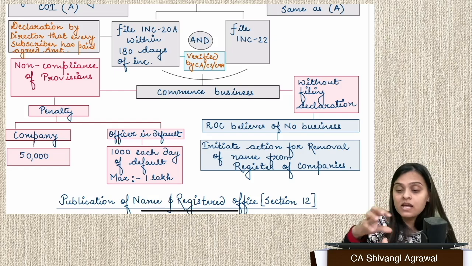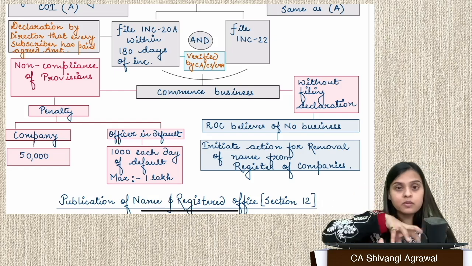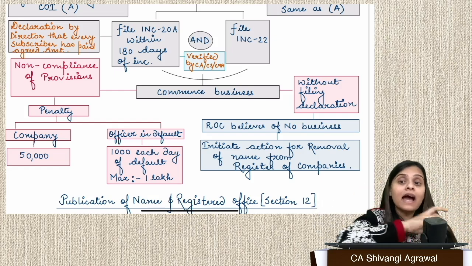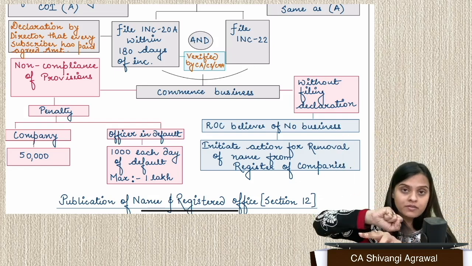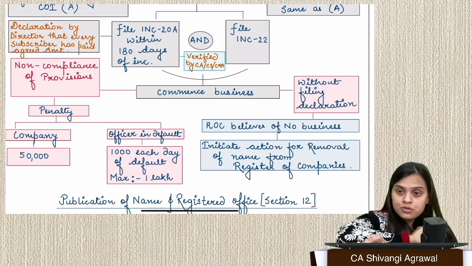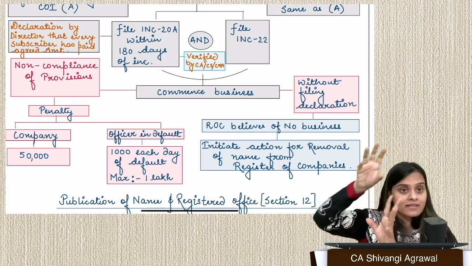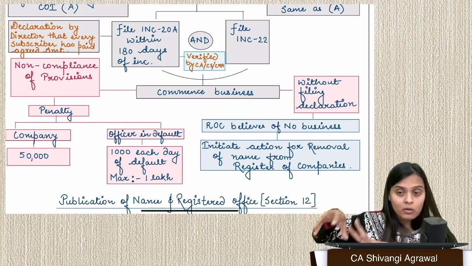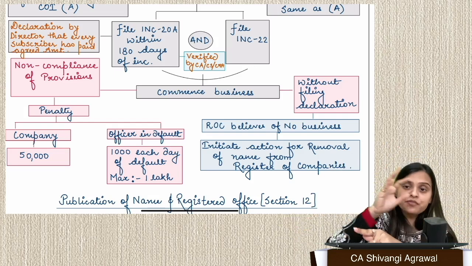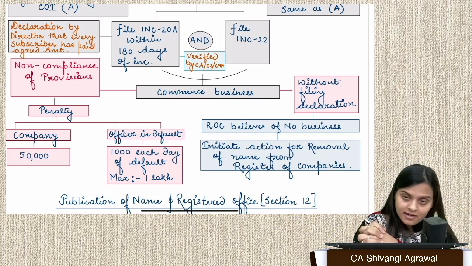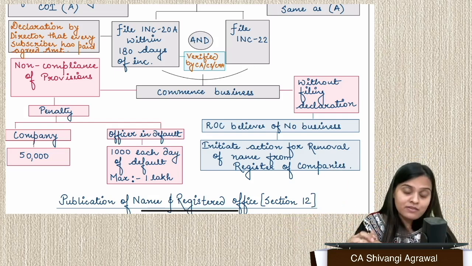Second, see, your company has been incorporated. There were the subscribers who agreed that I will take 100 shares, I will take 200 shares, I will take 50 shares. Have they taken those shares? That means, have they actually paid the agreed amount, and the shares have been issued to them? If yes, the director will give this declaration in form INC 20A within 180 days of incorporation.